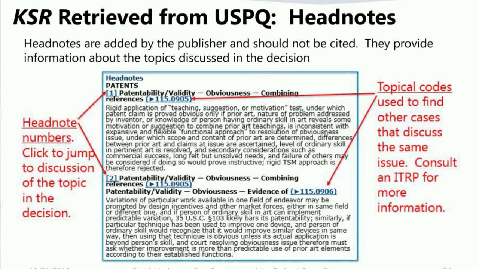Following the heading information will be several headnotes. These are added by the particular publisher whose publication of the case you are reading. They are intended as a value-added feature to summarize the legal issues discussed in the case. Clicking on a headnote number will allow you to skip directly to the place in the decision where that topic is discussed. The other clickable feature is a topical code that the publisher uses as an indexing aid for a particular topic. These codes may be used to locate other decisions which discuss the same topic. For more information, consult an ITERP.